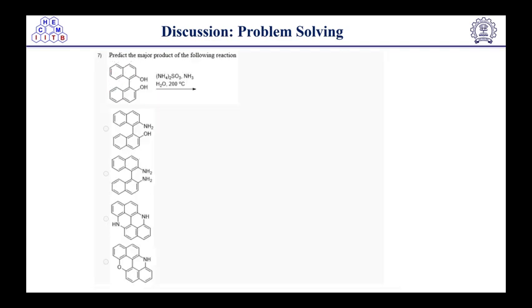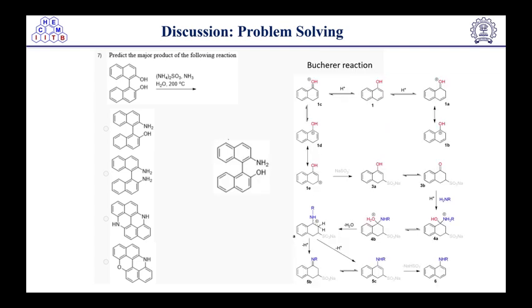So the next question is: predict the major product of the following reaction. Here we have a benzenediol kind of system, and the name reaction is the Bucherer reaction. So what happens in the Bucherer reaction? First of all, here we have a di-system. We'll understand it first on the mono one, then we will apply it here.